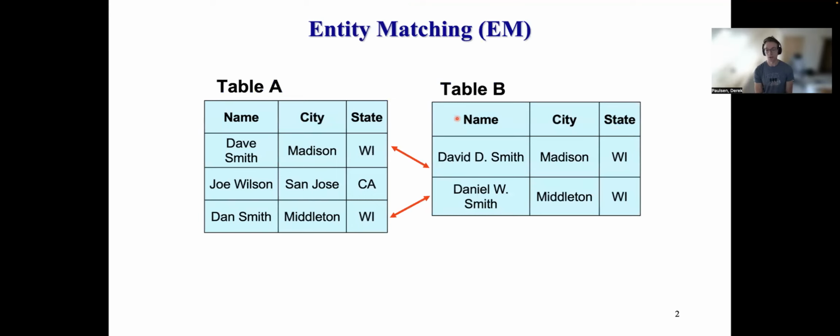To begin, I'm sure that most of you know what entity matching is, but just in case you aren't aware, a quick refresher. We have tables A and B on the slides here, and in entity matching, we simply want to find all of the records across these tables that refer to the same real-world entity. In this case, this record here and here refer to the same person.